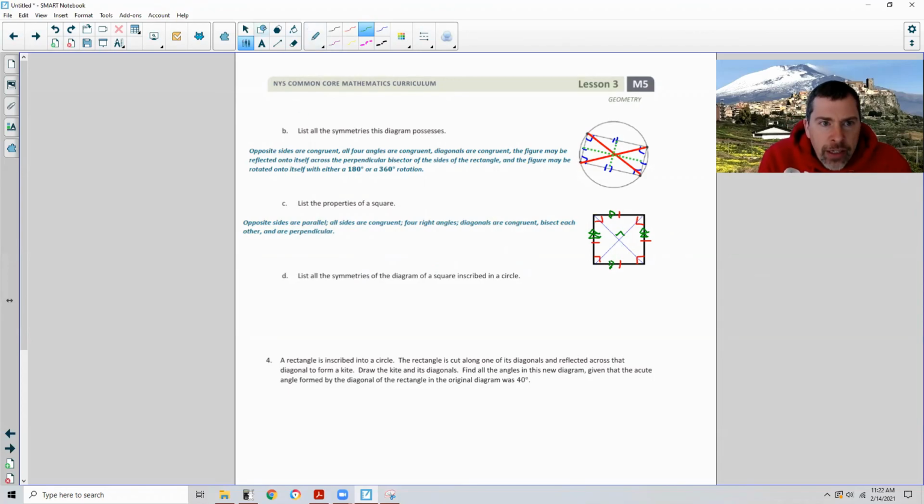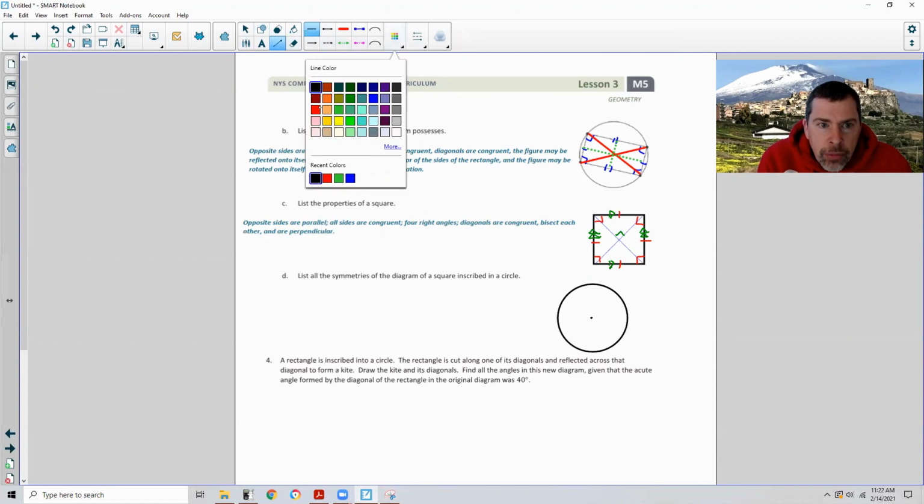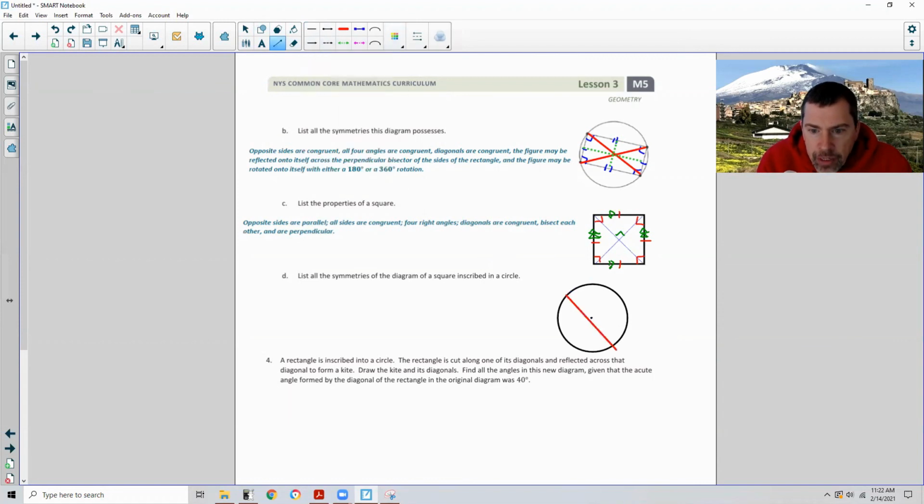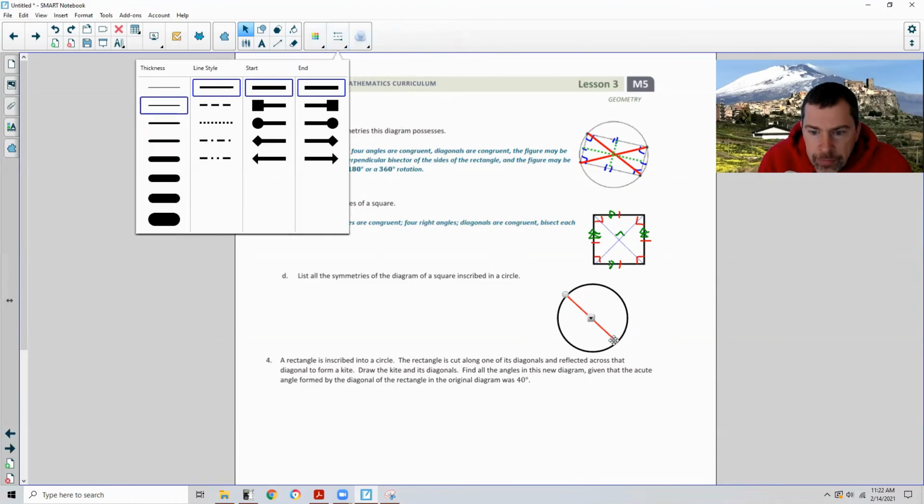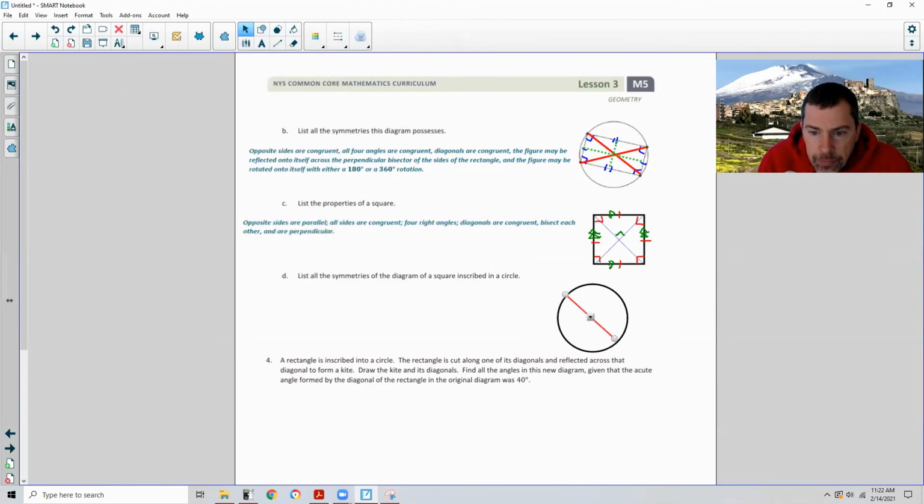So now, first thing I'm going to do is draw it. Let's put a dot for my center, like so. And then I'm going to draw a circle from that center, like so. And now if I were to draw a diameter, let's make it red. Let's make it thinner so I can see my dot. Okay, so there's a diameter.